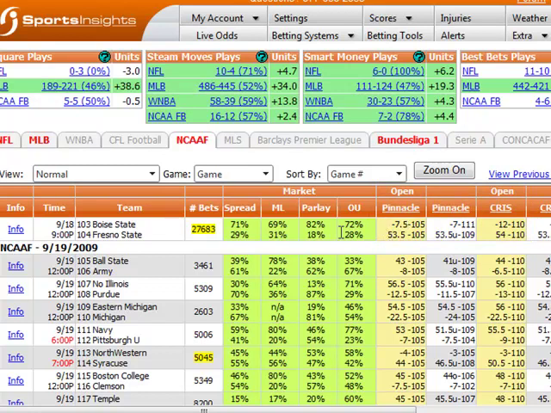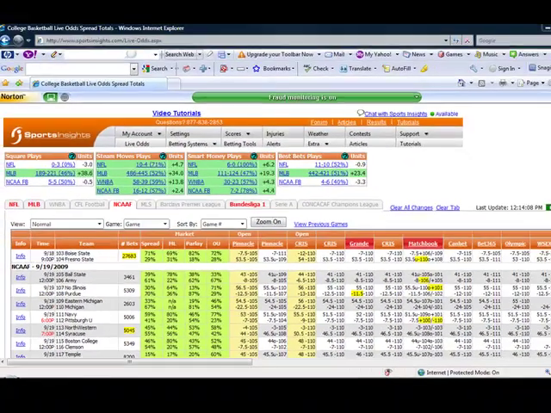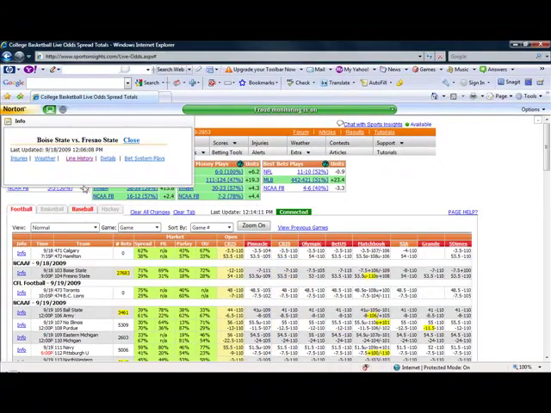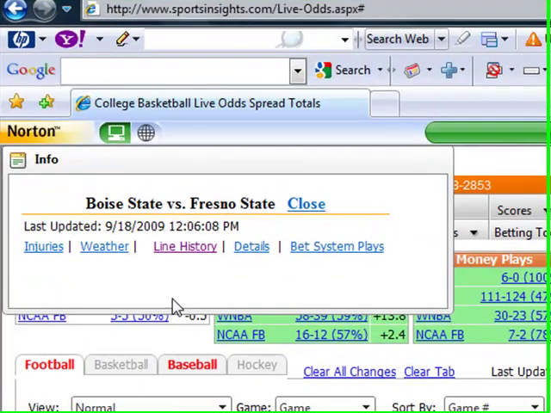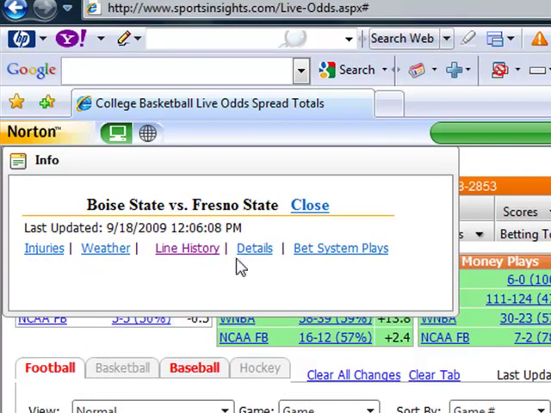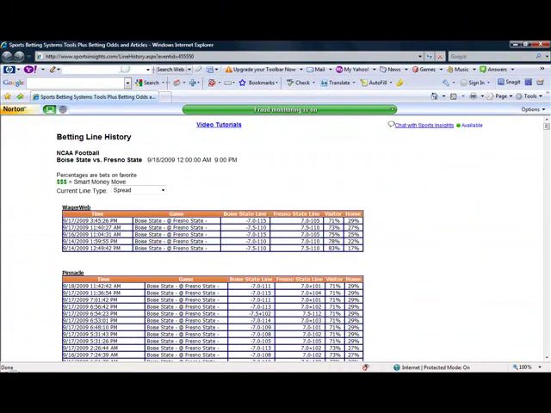So what you can do, there is a feature on Sports Insights where if you click this info button right here, you're going to get taken to a little thing here. It opens up another window, and you can check injuries, weather, line history for this particular game, details, system plays, etc. So we click on line history, and that brings us to this window.